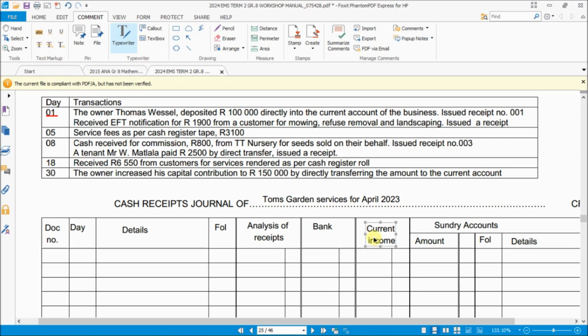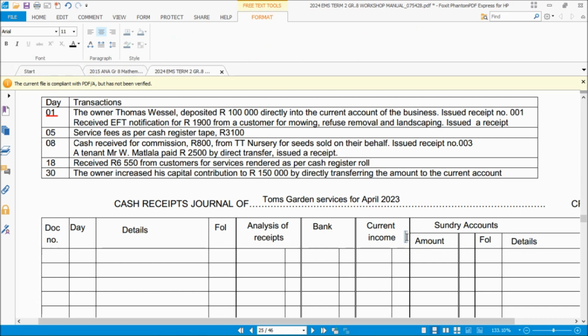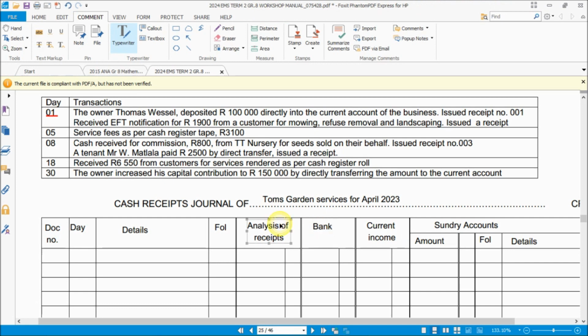But also at the same time, people are using EFTs, so they are transferring the money electronically to my bank account. So any money they transfer electronically will go straight to the bank account instead of coming to analysis of receipts first. Then I've got current income. So current income is all my services rendered. All my services rendered go to current income. And then sundry account, any account that does not fall under current income will come to sundry accounts. Alright, so I've got an amount for those accounts that fall under sundry accounts, and I've got details of those accounts. So that's simple.